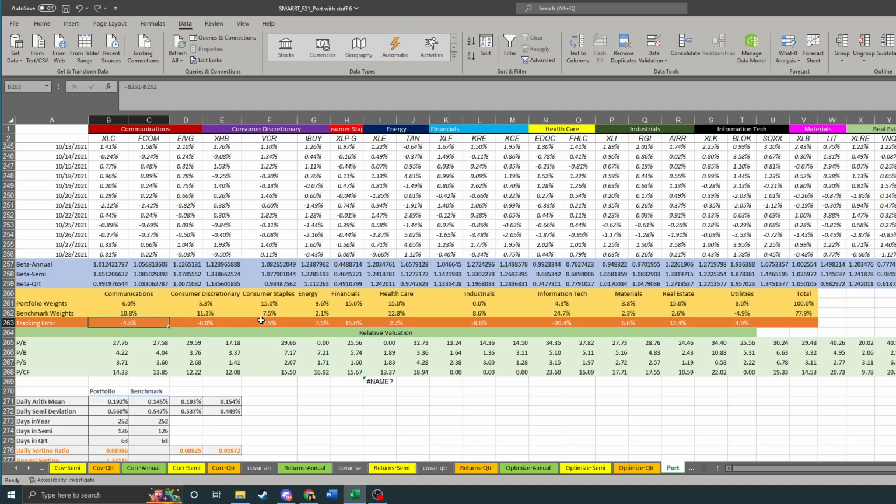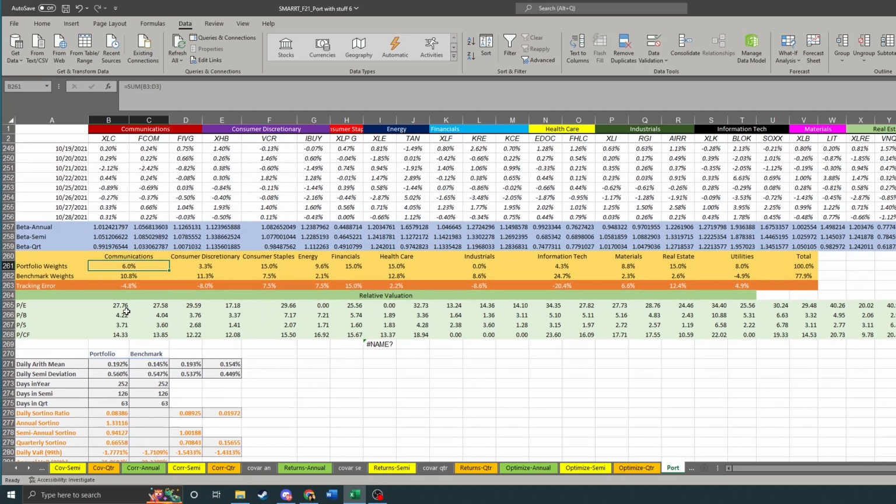The tracking error is pretty simple. It's just the benchmark minus the portfolio. So basically, we are underweight in communications. We are underweight in consumer discretionary. We're overweight in consumer staples, etc., etc.